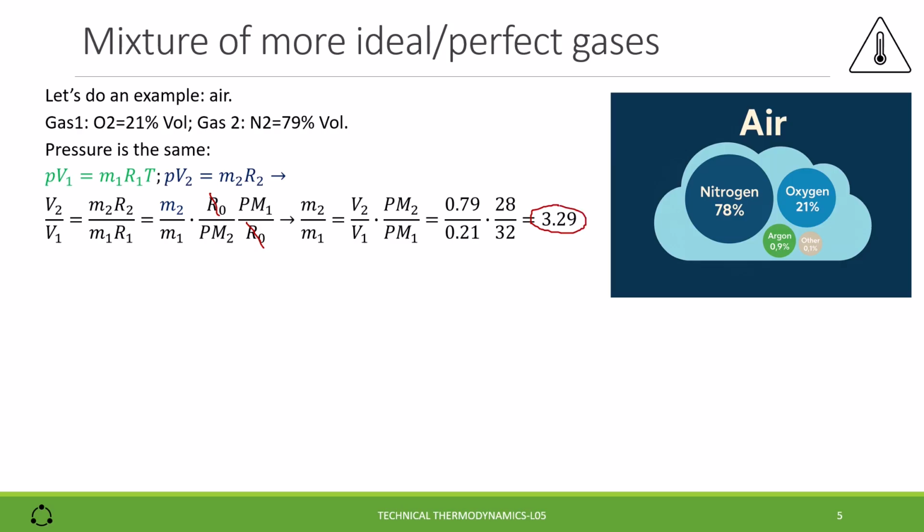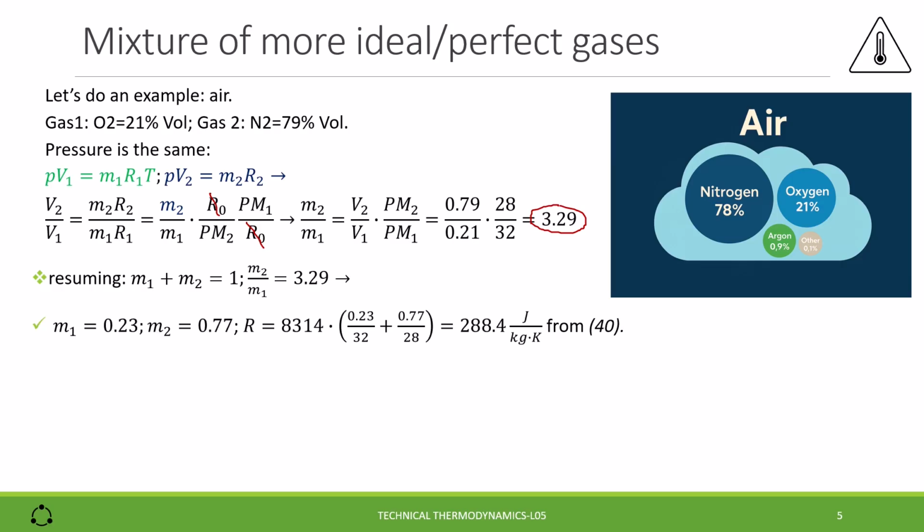3.29. And if we consider that the sum of the masses is 1 by definition of the mass fraction, knowing the sum and the ratio, we can get the single mass fractions. M1 is 0.23, M2 is 0.77. And with the formula 40, we find for the gas constant of the mixture the value 288.4 joule per kilogram per Kelvin.